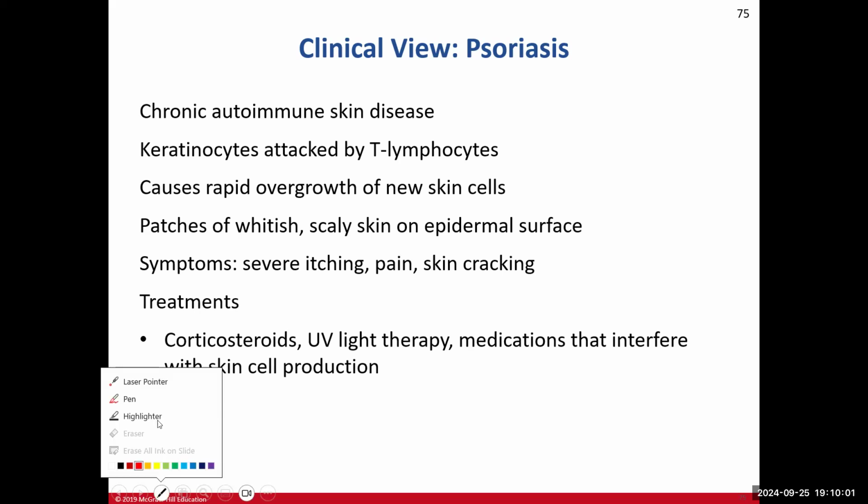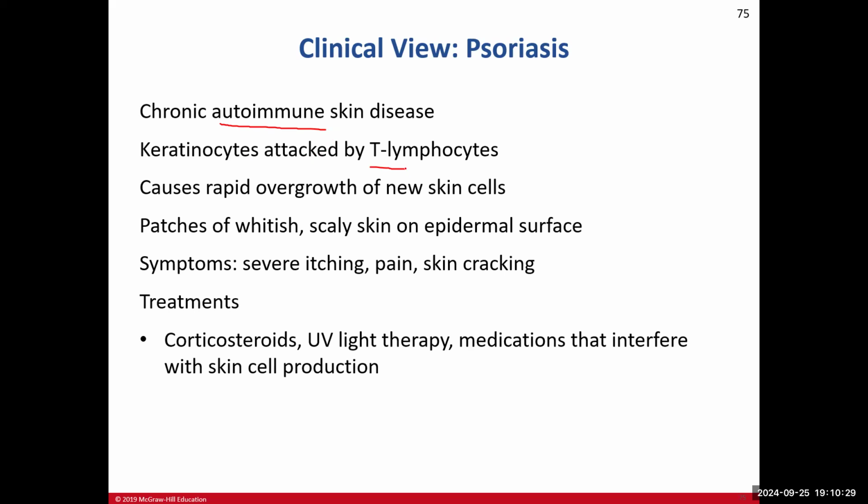So a couple things. Autoimmune means it's your own body causing the problem, and that's literally what happens here. When we talk about autoimmune, some part of your immune system is going to attack another part of your body in another system somewhere. So the keratinocytes in your skin are going to be attacked by your own T lymphocytes, your T cells. And then your body wants to replace those cells, so it starts to grow new cells, more cells.